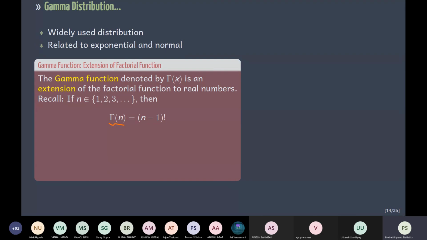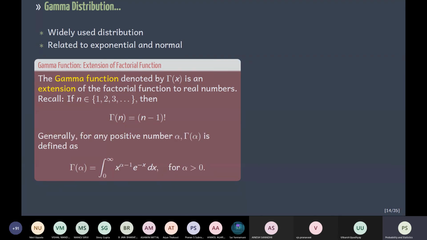Anyway, in general, for any positive number alpha, we are defining gamma for any positive number, not for negative. By number we mean real number.